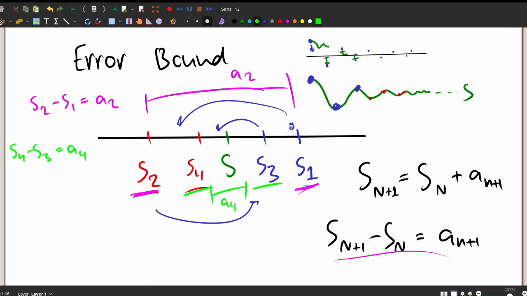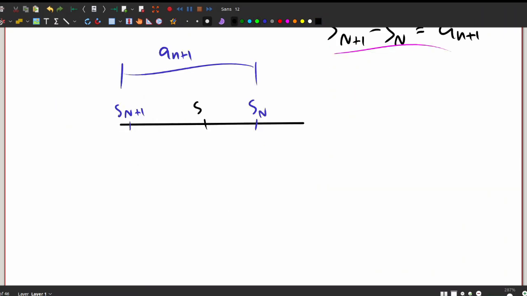Let's draw this out once again. So we have our actual value S and our two approximations, S of n and S of n plus 1, one of which is an overestimate, one of which is an underestimate. Now, we know that the difference between the two terms is a of n plus 1. And note how this a of n plus 1 is always greater than this difference, which is our actual error, because the error in our approximation is the actual value minus our approximated value.